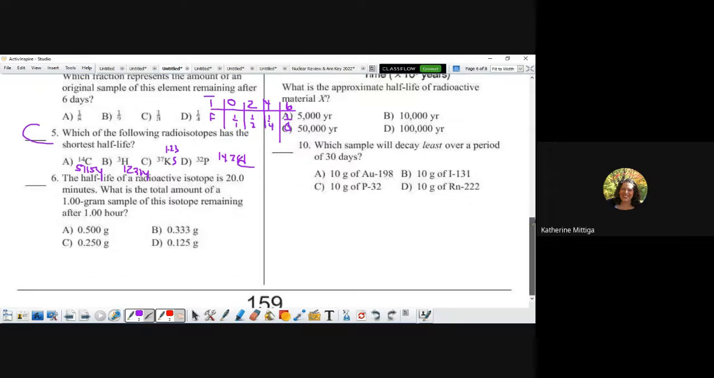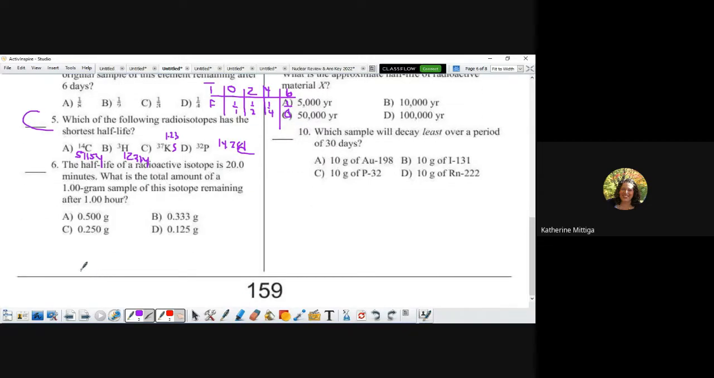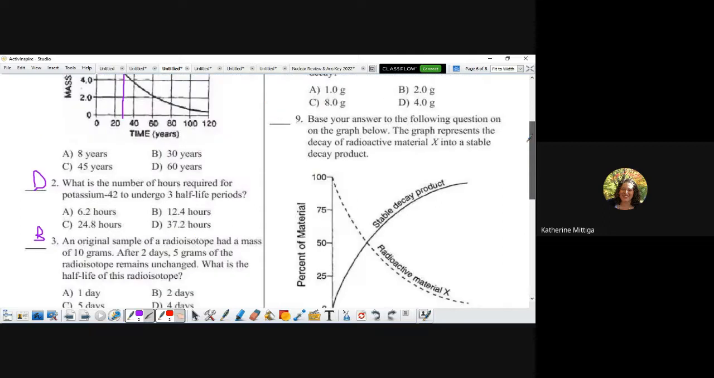The half-life of a radioactive isotope is 20 minutes. What is the total amount after that? So time, mass. I have a 1 gram sample. So after 20 minutes, half of 1 gram is 0.5. After another 20 minutes, it's 0.25. After another 20 minutes, it's 0.125. And 60 minutes is 1 hour, so 0.125 is our answer, choice D.